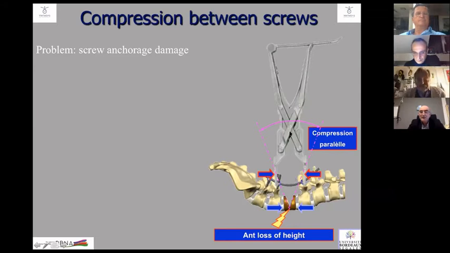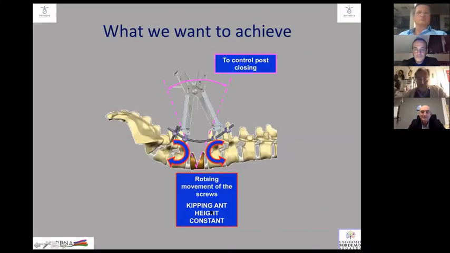You can also use this kind of forceps just to close the osteotomy, applying the compression on the rod at the level on each side of the osteotomy. The risk when you do that is that you lose some height on the anterior part. It's very difficult to control really the correction. So sometimes you have performed a very nice osteotomy, and at the end you are disappointed because using this kind of technique, you lose the height in the front.